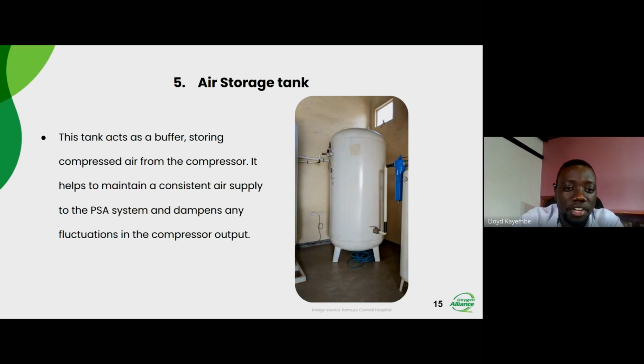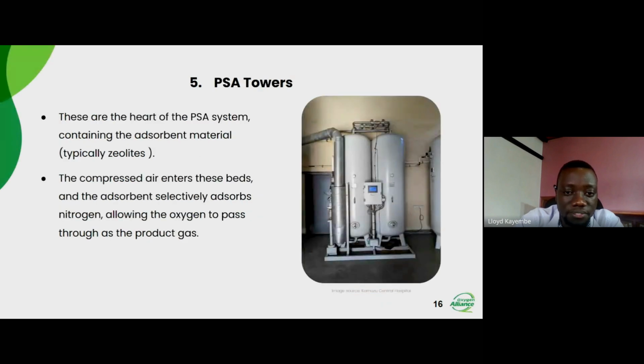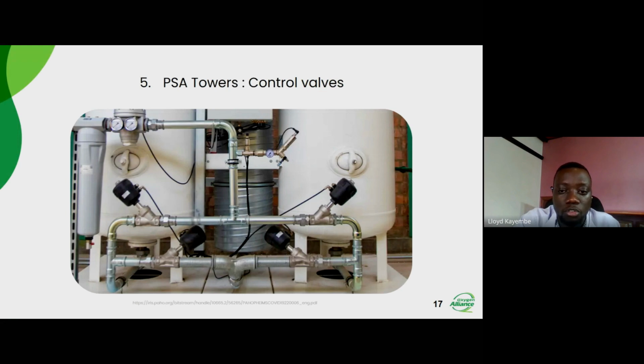Yeah, so the next component is the PSA towers. These are actually the heart of the system of the PSA plant. This is where the separation of oxygen from the compressed air takes place. They contain the porous absorbent material, the zeolite, which essentially absorbs the nitrogen while allowing the oxygen to pass through. Most of the control valves, as you see in the next slides, are contained within the PSA tower system.